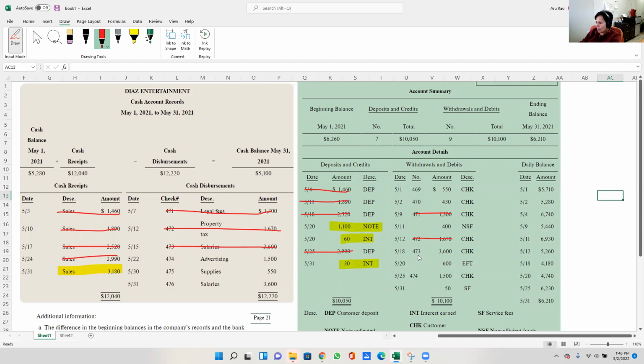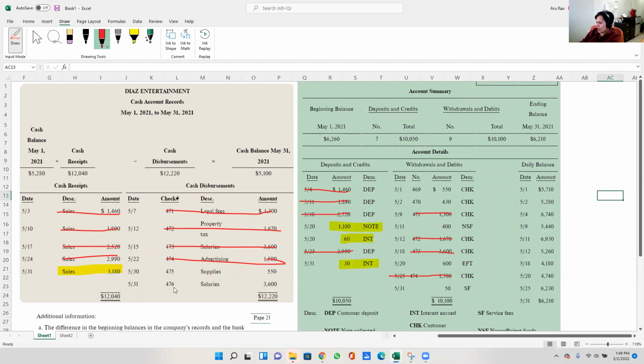473 is the 3600. Yes, here and here I need to take it off. Got confused a little there for a second. And then let's go down to 474, 1500 and 474, 1500. Once again, all the ones where you see the red line, it means they're the same in both places. Not to worry, we can move on as far as those are concerned.